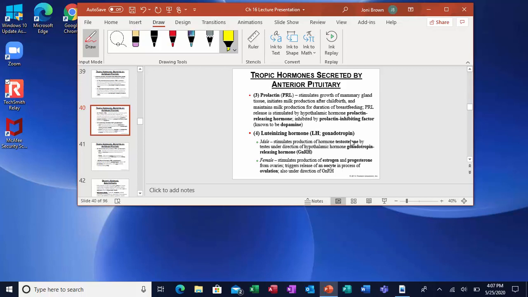If the anterior pituitary receives gonadotropin releasing hormone from the hypothalamus, then it will release luteinizing hormone that will stimulate the testes in a male so that more testosterone is made, or in a female, it'll stimulate the making of estrogen and progesterone from the ovaries.